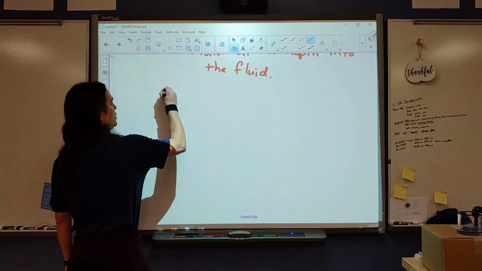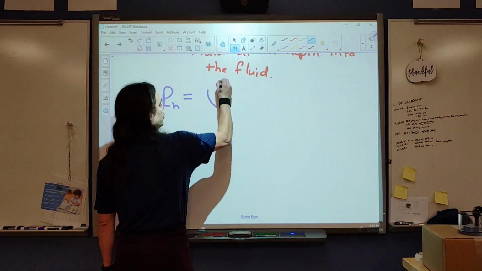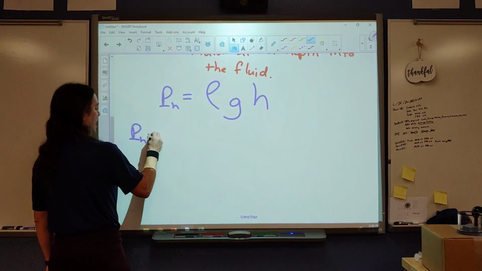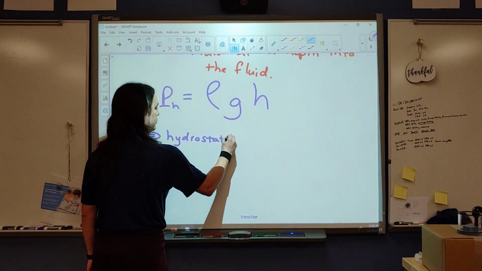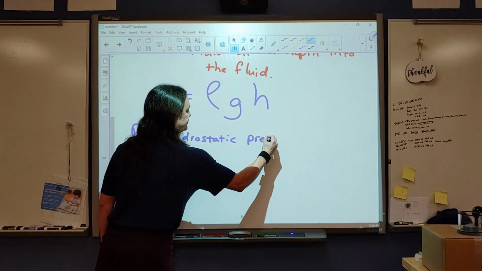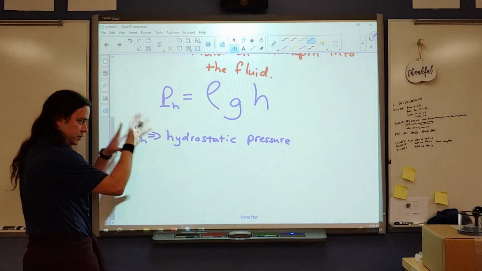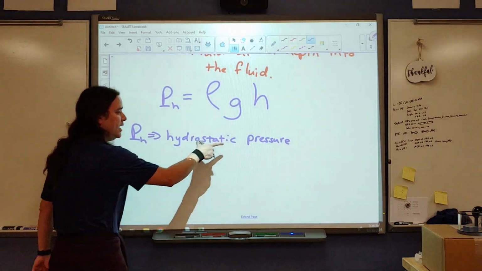So I'm going to give you the equation. Our hydrostatic pressure, which I'm calling P sub H, is equal to rho g h. P sub H is our hydrostatic pressure. And that name is actually very much specifically describing what we've got. Hydro for liquid, or more broadly fluid, and static.